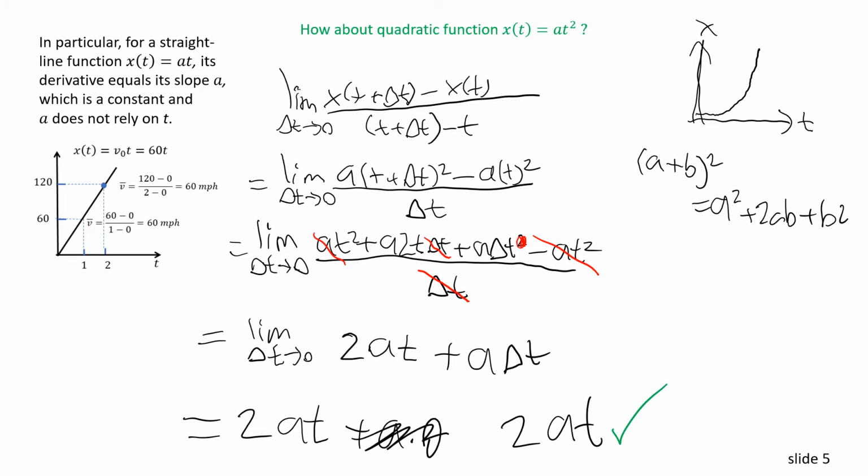This 2 times a times t can be used as an equation to solve for the slope at any point in t, which is pretty amazing. When t is 1, 2 times a times 1 equals 2a, which is the slope at t equals 1. And when t equals 2, 2 times a times 2 equals 4a, which is the slope at t equals 2.